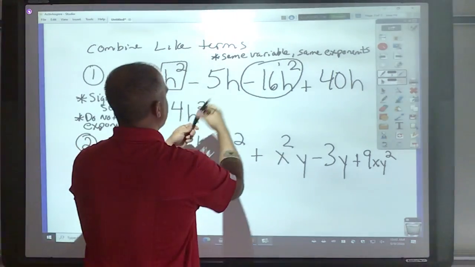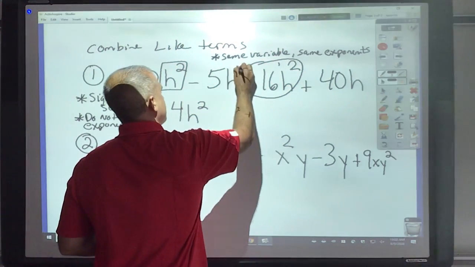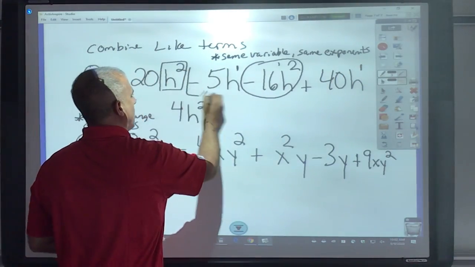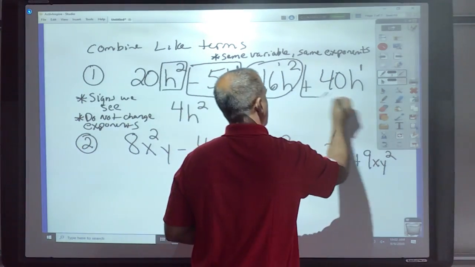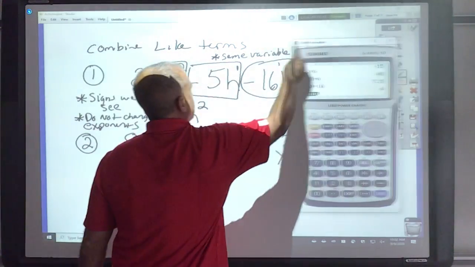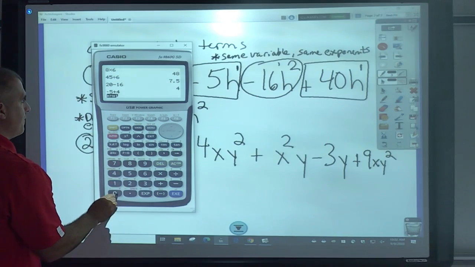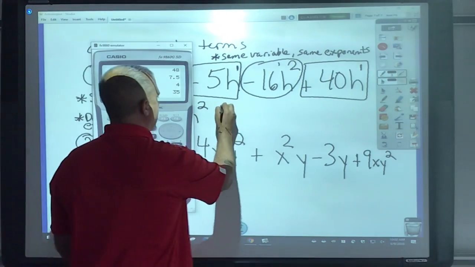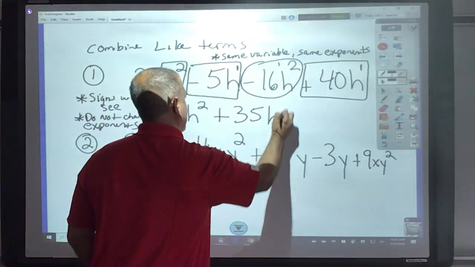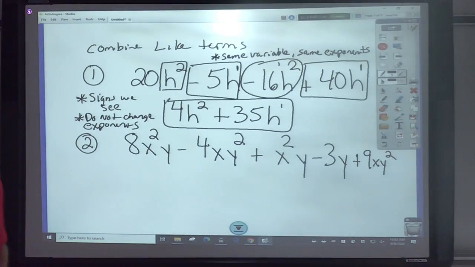Now the next thing I have is h. Somebody said, Mr. Evans, that doesn't have an exponent. If it doesn't have an exponent, that means it's a 1. So this one goes with this one. I see a negative 5 for the first one and a positive 40 for the second one. If I do that, I get a positive 35, and I keep the h. You can put it first or not, but that would be my final answer.